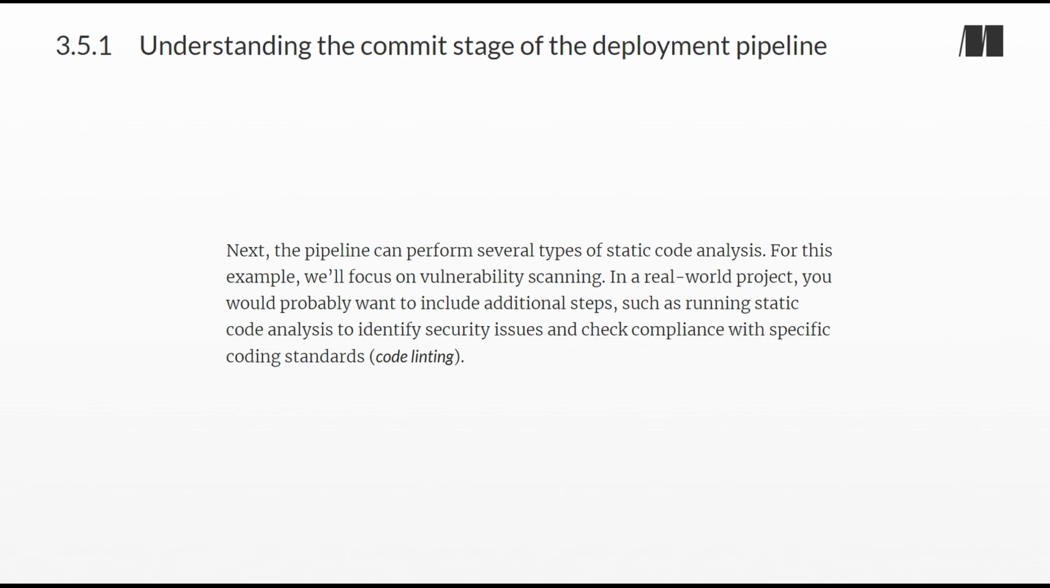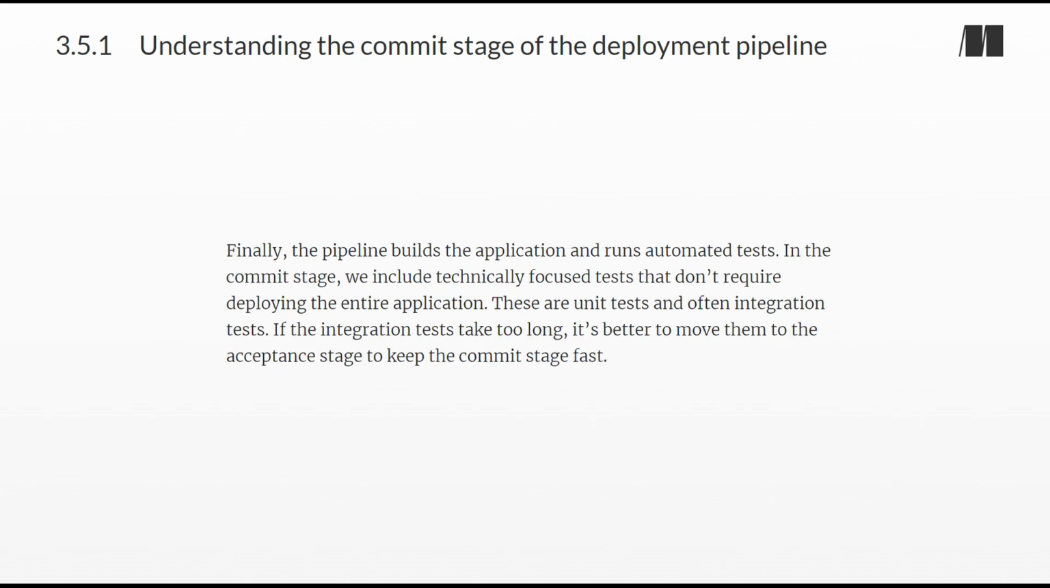For this example, we'll focus on vulnerability scanning. In a real-world project, you would probably want to include additional steps, such as running static code analysis to identify security issues and check compliance with specific coding standards, code linting. Finally, the pipeline builds the application and runs automated tests.